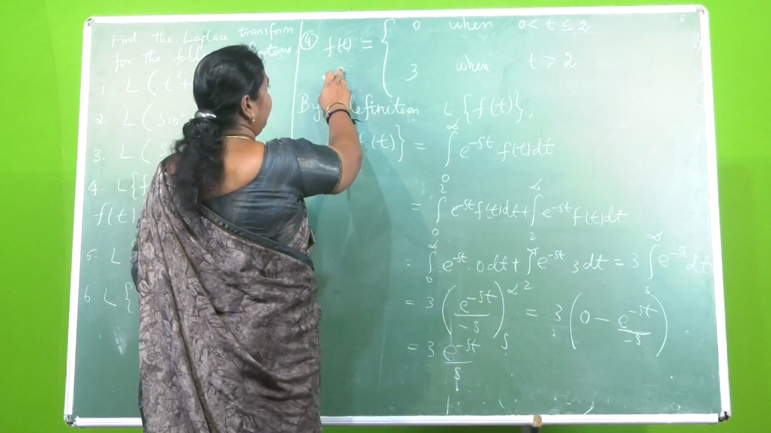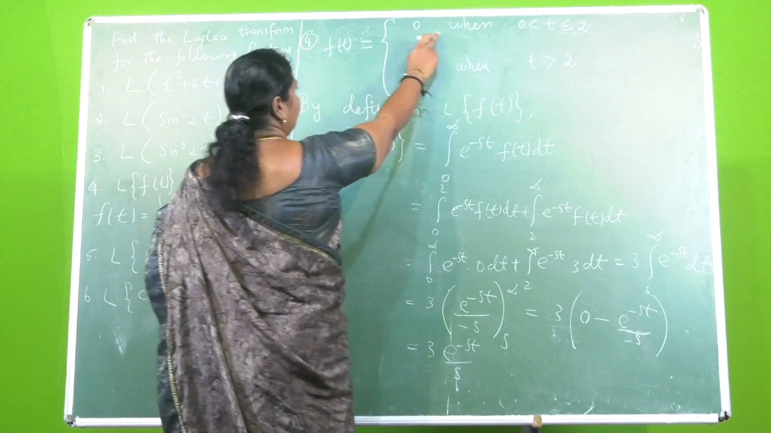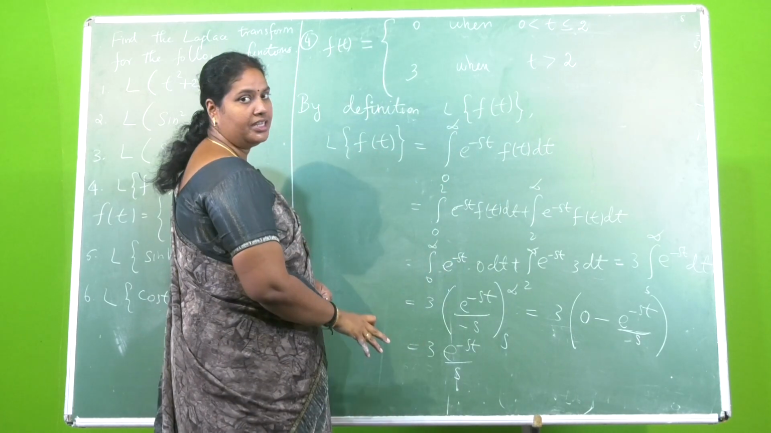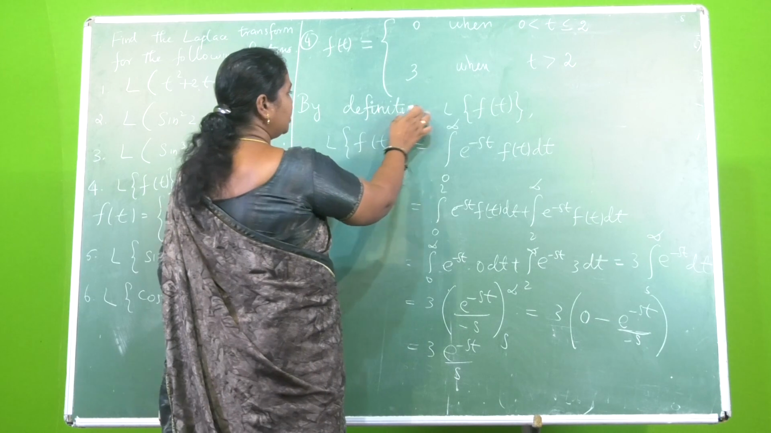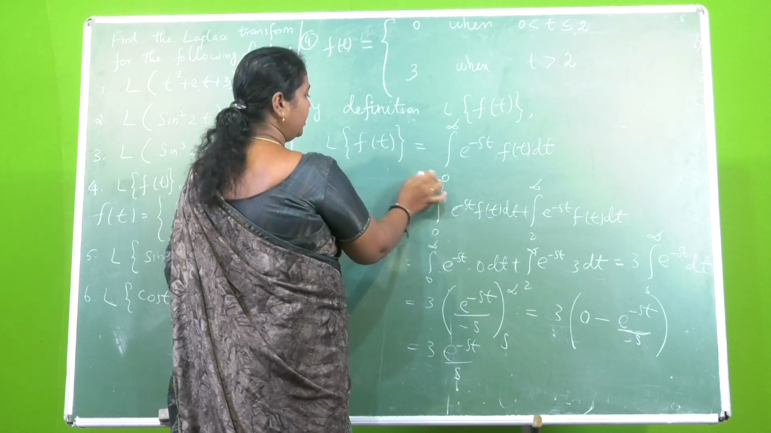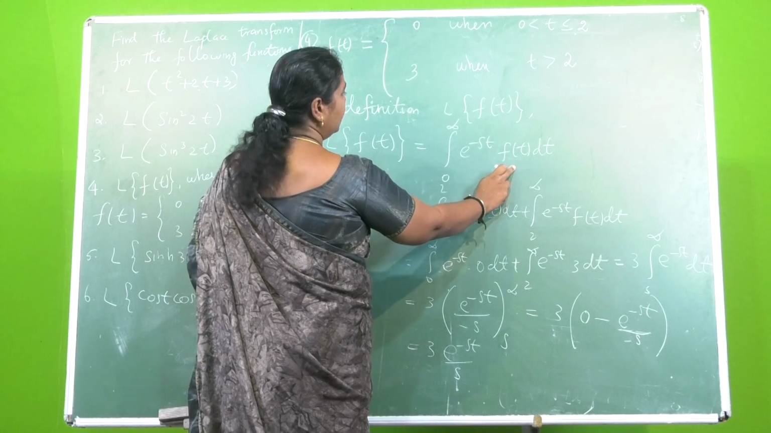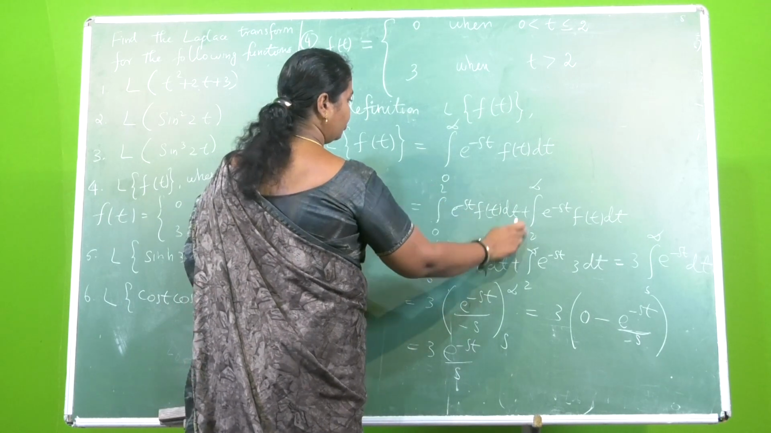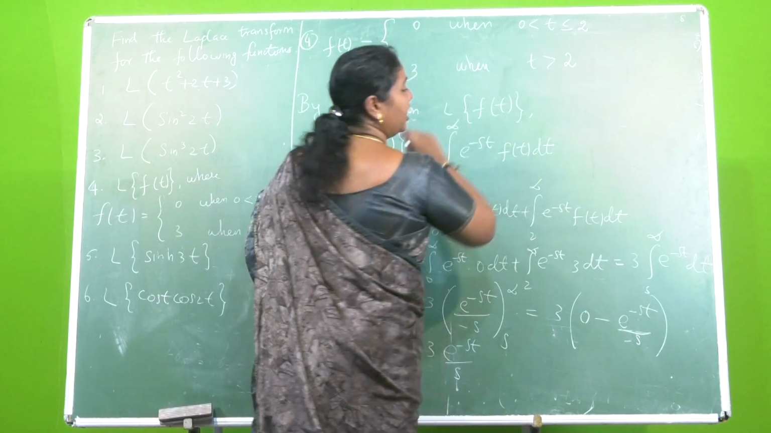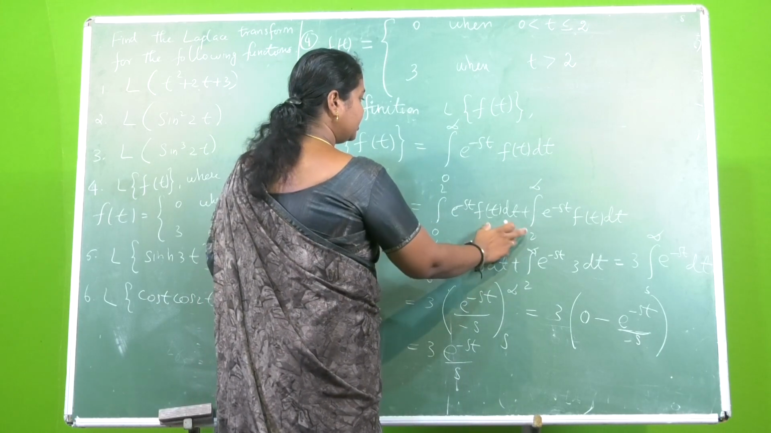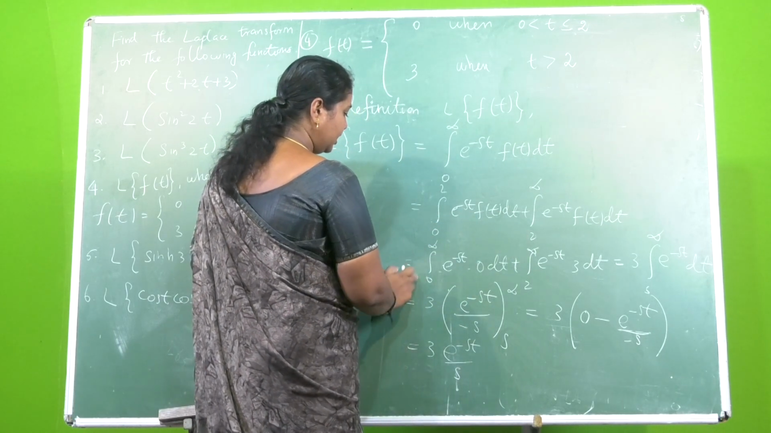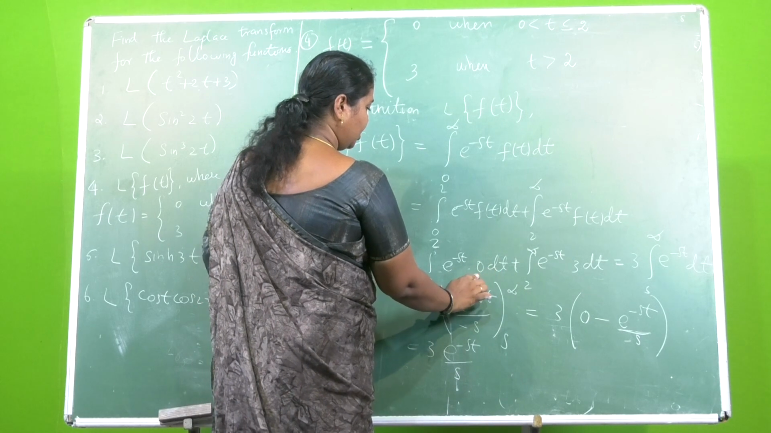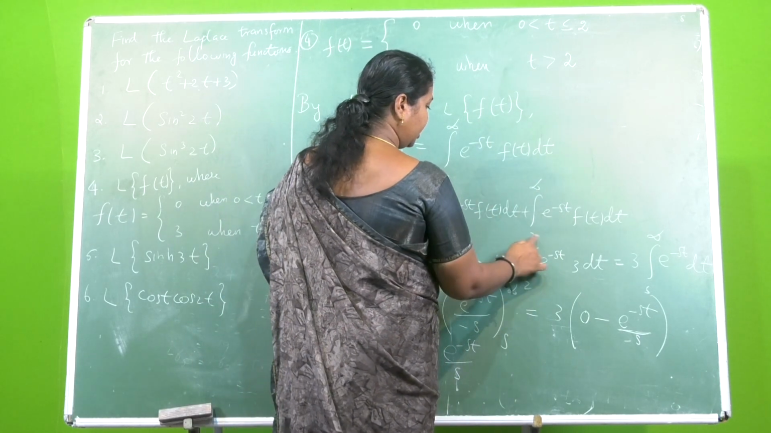So now we are going to find the Laplace transform of the function f of t equals 0 when 0 is less than t less than or equal to 2, and 3 when t is greater than 2. Now we are going to apply the definition directly. By definition of the Laplace transform, L of f of t is nothing but the integral from 0 to infinity of e power minus st f of t dt. We can break this integral into two parts, 0 to 2 and 2 to infinity, because we are given a function like this. That's why we are splitting this integral into two parts. So in the interval 0 to 2, the function value f of t is 0, and for t greater than 2, that is 2 to infinity, this value is 3.